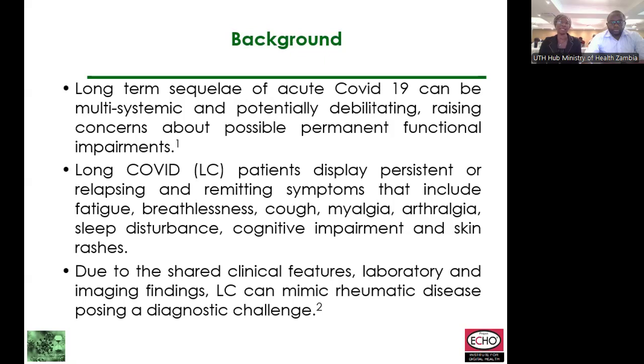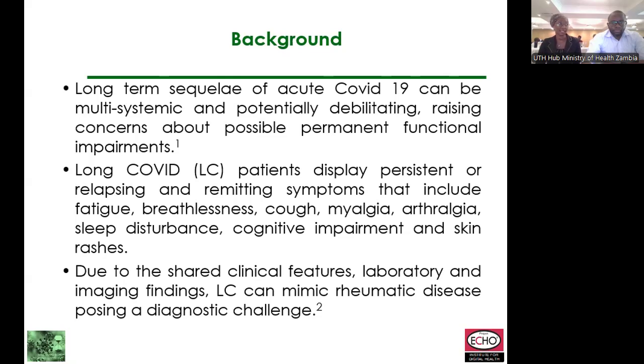For the beginning, we thought this may be potentially debilitating, and it's also raised concerns about whether these functional impairments are temporary or whether they will be with people for a long time to come. Because long COVID patients have a disease which comes and goes, or which can be continuous, relapsing and remitting, they complain about being tired, feeling breathless, having a cough which doesn't quite pass, bone problems, pains in the muscles, pains in the joints, not sleeping well at night, having difficulties with their memory.